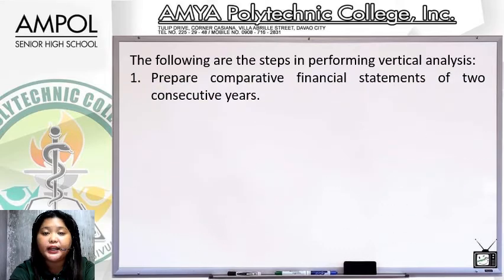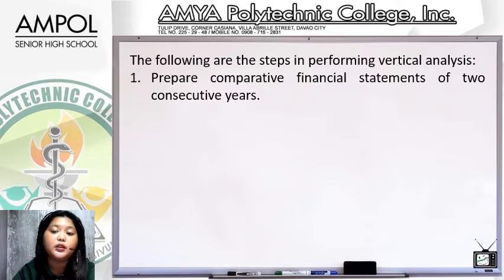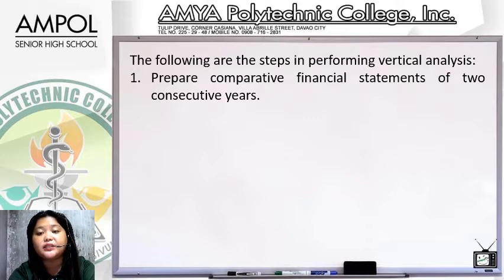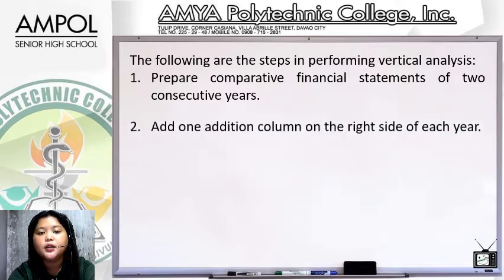We have the following steps in performing vertical analysis. First, you again prepare comparative financial statements of 2 consecutive years. On the table, in the example that we had, 2017 and 2016.